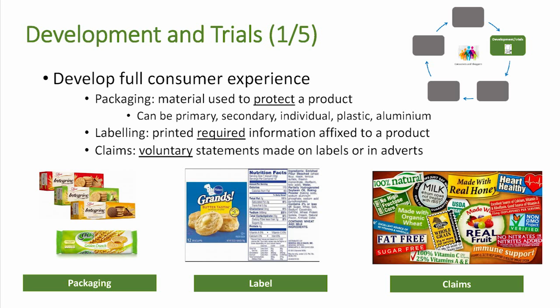The last point is claims. As you can see here, a claim is a voluntary statement made on labels or on adverts. You know, you have the TV adverts. Sometimes you can decide to put a voluntary statement like fat-free, sugar-free, 100% natural. You can put whole grain. It is voluntary. You decide to put it there or not.